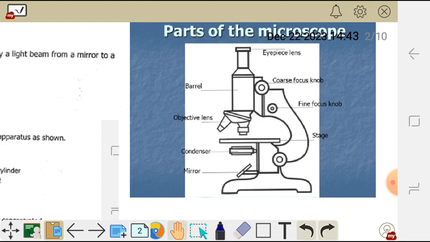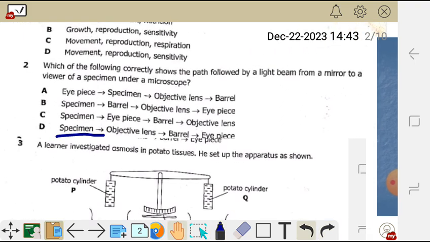So the correct answer here is we have the specimen, then objective lenses, the barrel, then the eyepiece. That is the correct answer. That is the path followed by a light beam from the mirror. So it is going to pass through the specimen, then from the specimen it is going to pass through the objective lenses, then the barrel, then the eyepiece. So the correct answer is D.